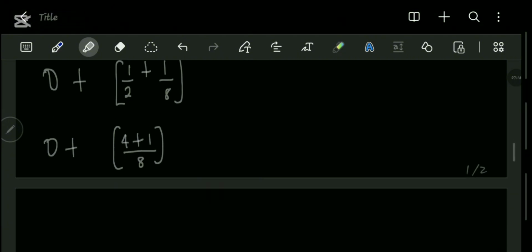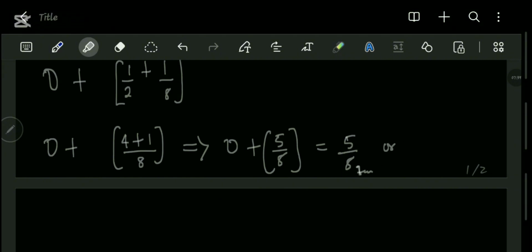So we have this. If you continue working further, it implies that we have 0 plus 4 plus 1 is 5 all over 8. And 0 plus 5 over 8 is still 5 over 8. You can decide to leave your answer in fraction form. This answer is now in base 10. Or you can convert your answer to decimal.